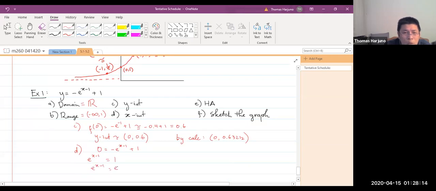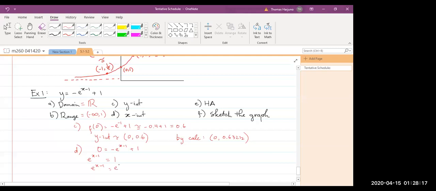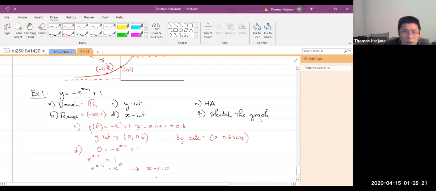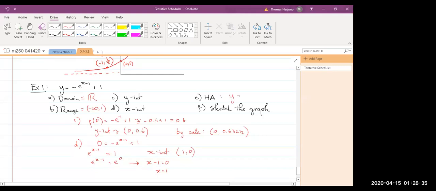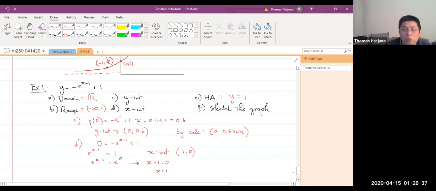But 1 is e to what power? 0. Okay, so from there we get x minus 1 equals 0, x equals 1. So the x-intercept is then (1, 0). Now, how about the horizontal asymptote? Horizontal asymptote at y equals 1. Y equals 1, that's good.